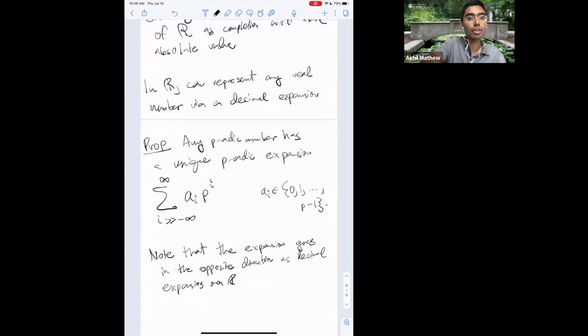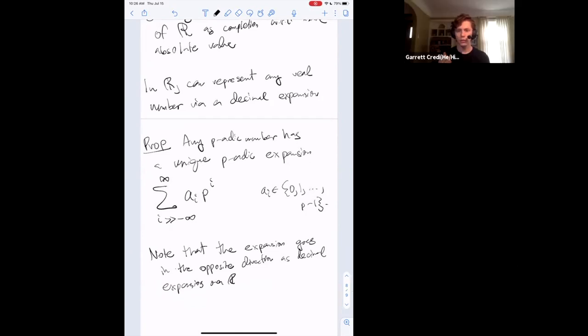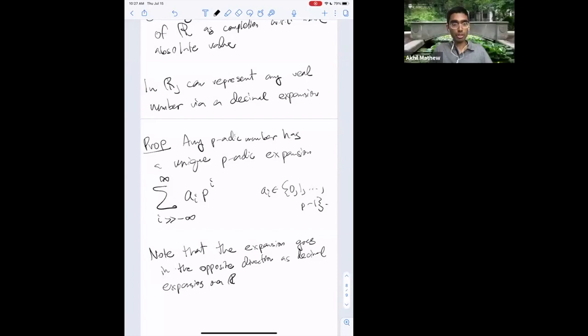There's a question from Garrett. Yes. Just like with the decimal versus binary in the real numbers, can we have some sort of base change in the p-adic numbers in terms of that powered sum, instead of doing it with respect to p, with respect to some other number, p prime? Right, so that's a good question.